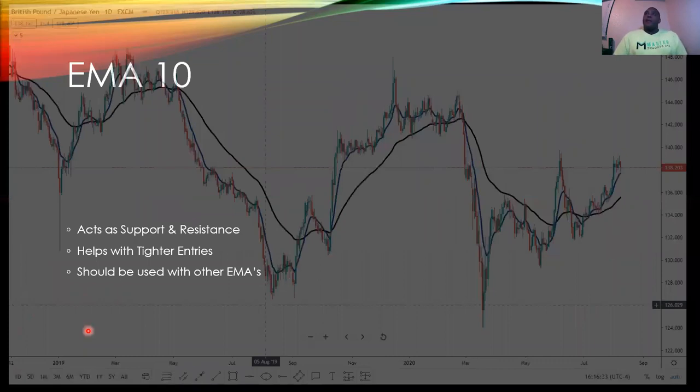All right, the 10 EMA, I added it on the chart here as well. It also acts as support and resistance. If you look at the candles, you see how they're struggling to break above. So it acts as support and resistance. It helps with tighter entries, and it's not okay by itself. You probably need to add another EMA, which would be the EMA 3.